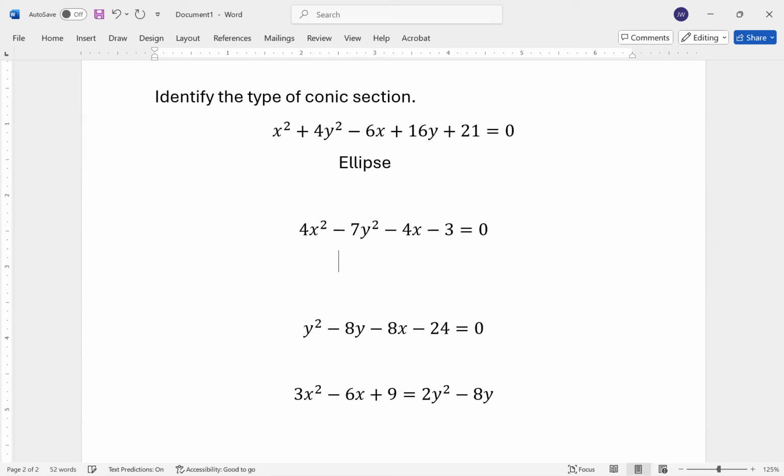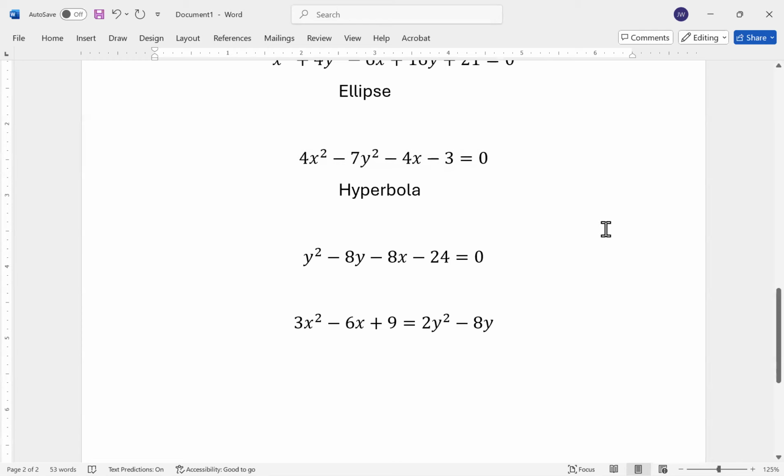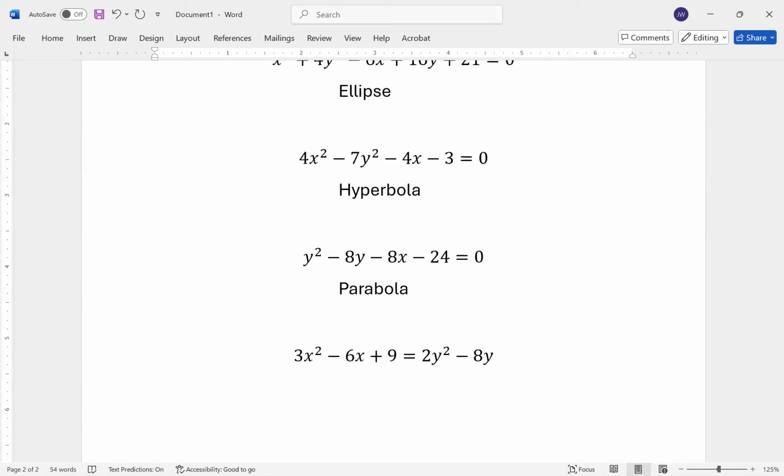In the second equation, one coefficient is 4, the other is a -7. So one is +4, the other is -7. X squared and y squared are on the same side. So I have a hyperbola. In this third example, we have a y squared term, but you can see that there's no x squared term around. So that means we have a parabola.